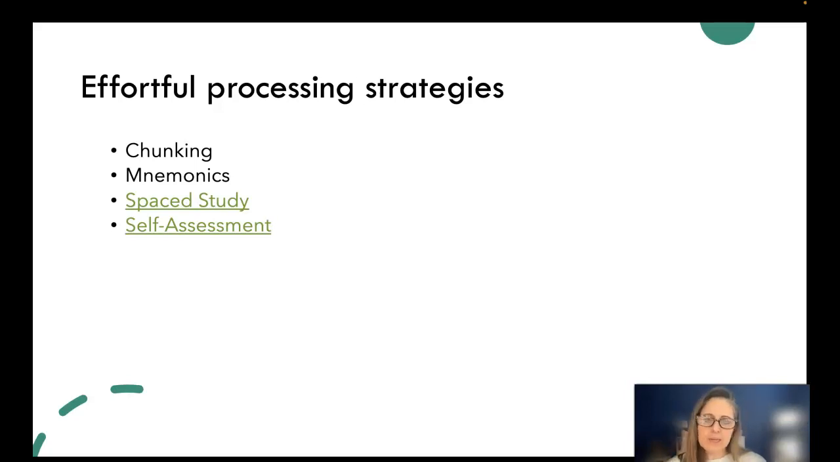Other types of mnemonics are what we call acronyms and acrostics. And you're probably very familiar with acronyms. That's when we make up a new word using the first letter in a series of words that we want to remember. Some of you may remember the colors in the spectrum using the name Roy G. Biv. Roy for red, or R for red, O for orange, Y for yellow, and so on. That would be an example of an acronym.